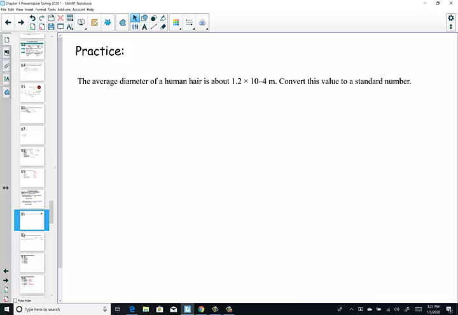Here's a practice that says the average diameter of human hair is about 1.2 times 10 to the negative 4th meters. Convert this value to a standard number. Well, notice that the negative exponent means that it's going to become a smaller number. So we move the decimal to the left to make the number smaller.